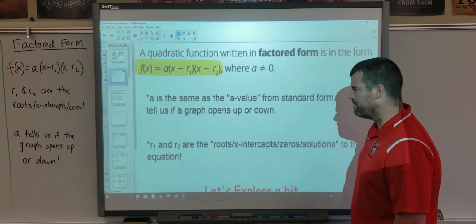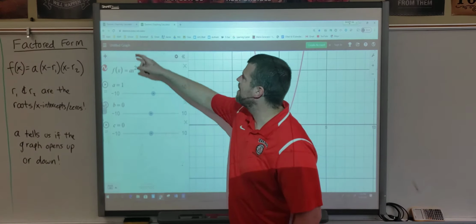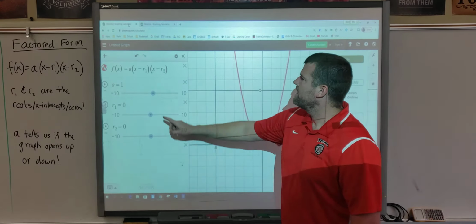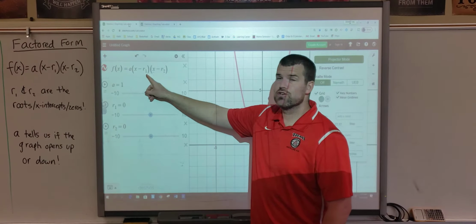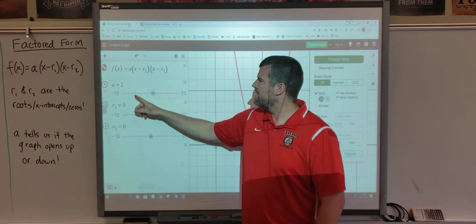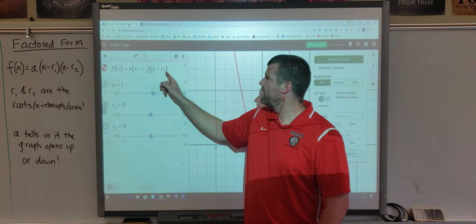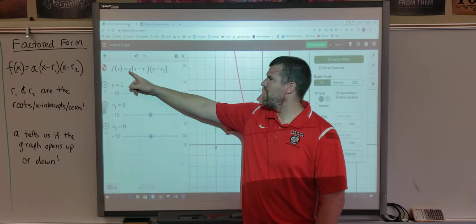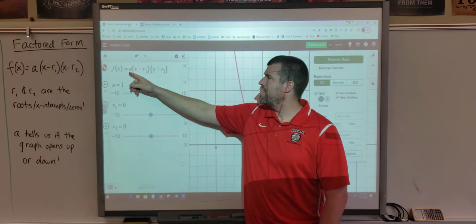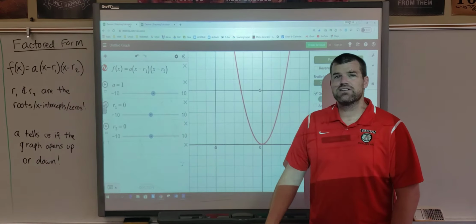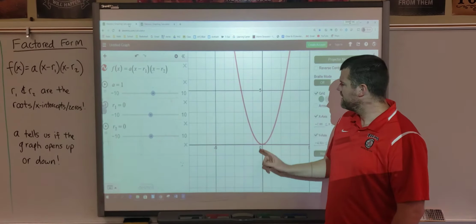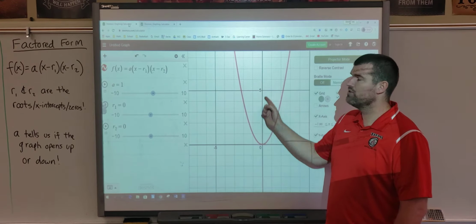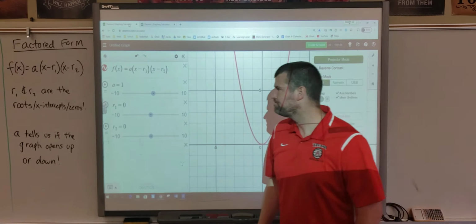We're going to open up Desmos. Well, I'm going to open up Desmos. And I typed in the factored form right here. And then I made a slider for the a, the r1, and the r2. So the first thing we want to observe is what happens when we change our a value. Right now I have it set for positive 1 because that's usually what we see. And if it's an a value of positive 1, notice our graph is opening up.